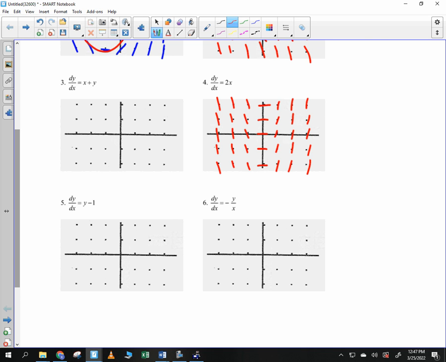How's that? Good? Yeah. Because the x value is 0, so therefore it's going to be a flat line there.